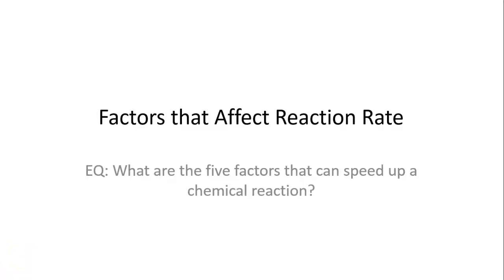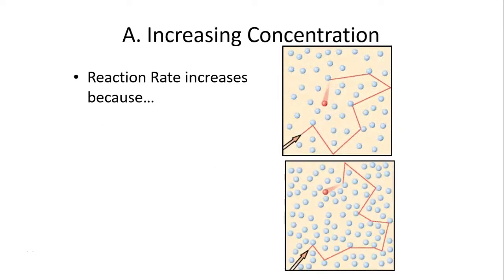Okay, in this video we'll discuss the factors that affect reaction rate. There are 5 things that can help speed up a chemical reaction, and we should learn all of those today. Right, first thing, you can increase the concentration.